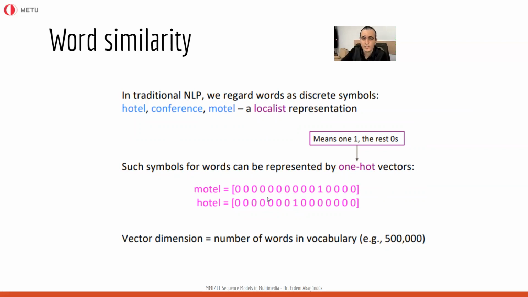The problem with, for example, if you have number of words in vocabulary like 500,000, we will have 500,000 long vector, which is not nice. I mean, you wouldn't want to process 500,000 word vectors when you're doing NLP. That wouldn't be computationally efficient. Is there another way? Yes, there is another way.